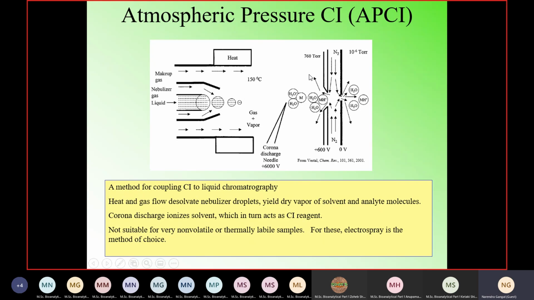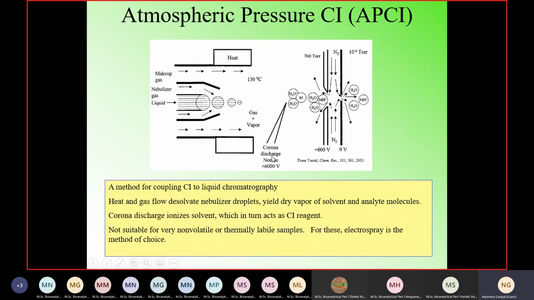Is this principle of APCI clear? Sir, yes. Is that the dark line beside the nitrogen gas, is that the lens? Yeah, it is a lens. It is basically the ion exit cone.